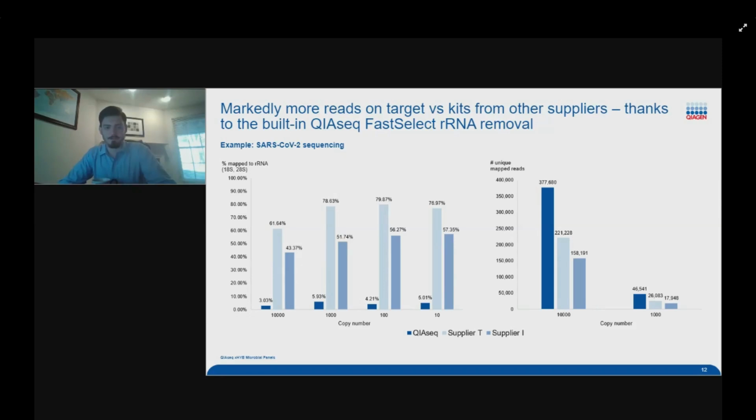And what that results in on the right is significantly more unique mapped reads to target, where you can see as compared to supplier T that we have a little under 2x as many reads. And against supplier I, we almost have 2.5 times as many unique mapped reads to target. And what that means for you is that you get significantly better coverage compared to those panels, and that allows you to do a lot better variant tracking as compared to those panels.